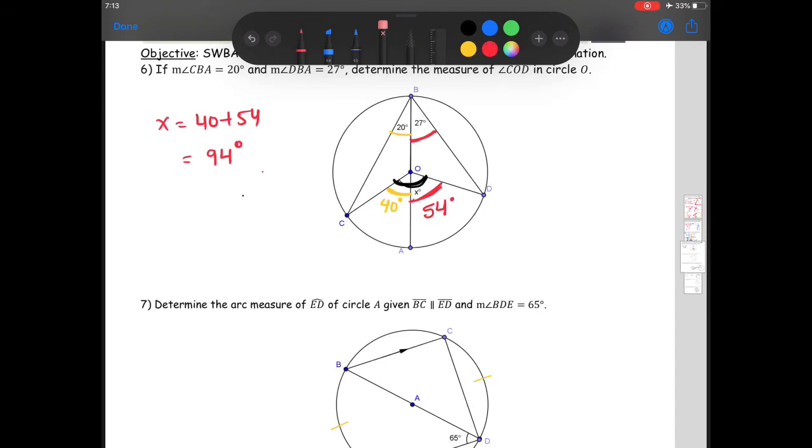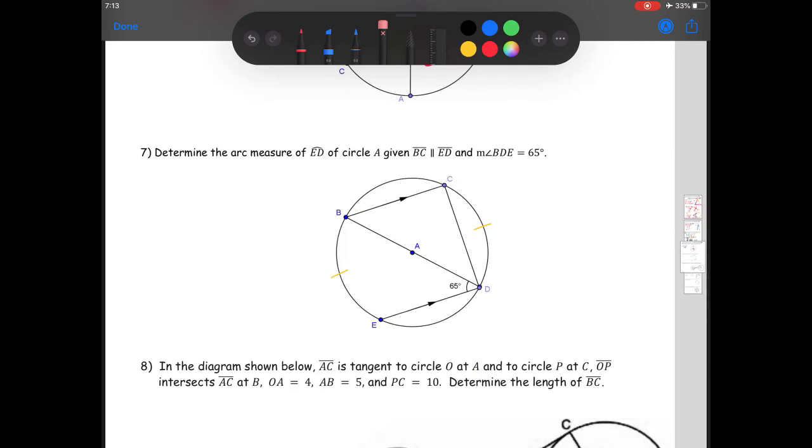Okay, so let's go to the next one. It says determine the arc measure of arc ED of circle A. So we want to find ED. That's what our goal is, ED. I want to find this, right? And it also says BC is parallel to ED. It's already marked up, angle BDE is equal to 65. I know this is 65, right? So what do I know about the arc that it intercepts? What do I know about this arc? It is going to be double, so it's what? 130. Very good, right? I'm going to highlight this in yellow.